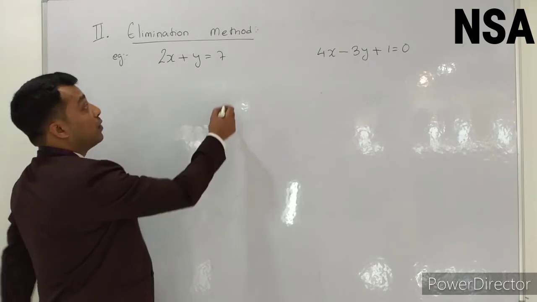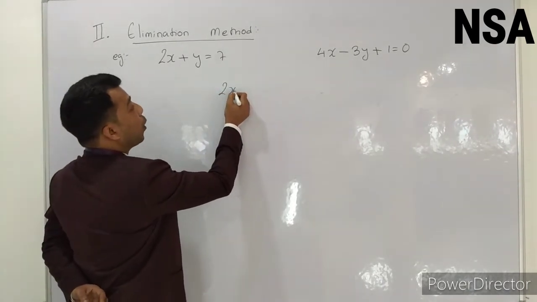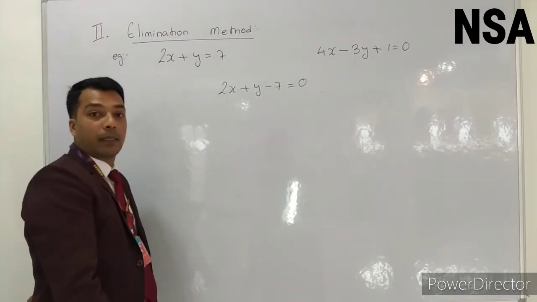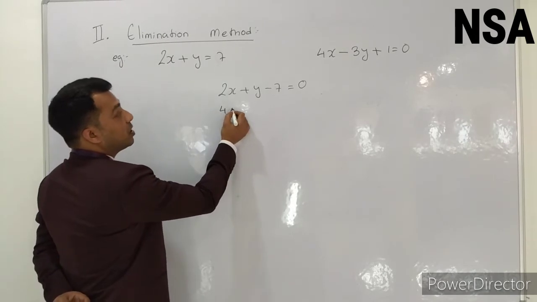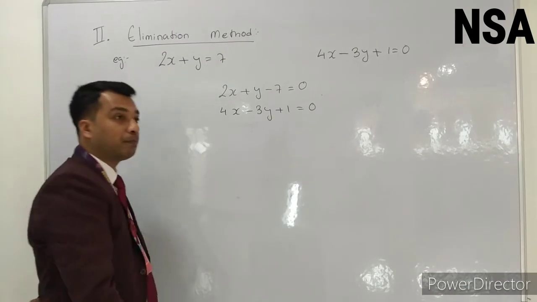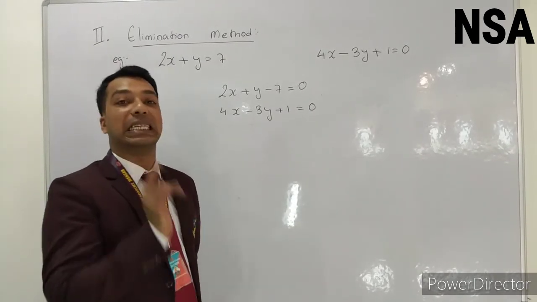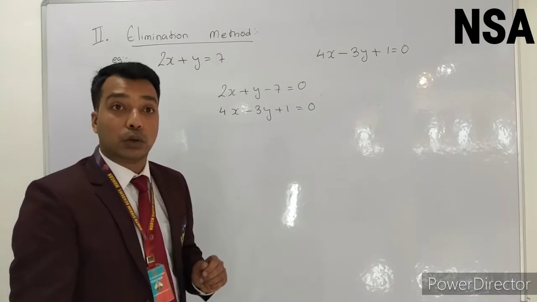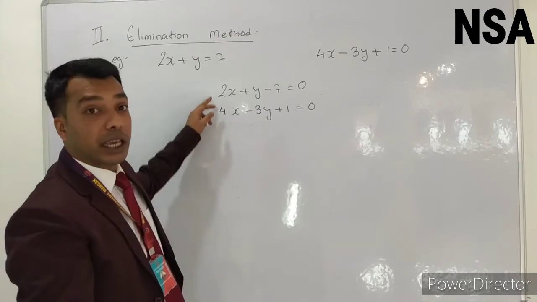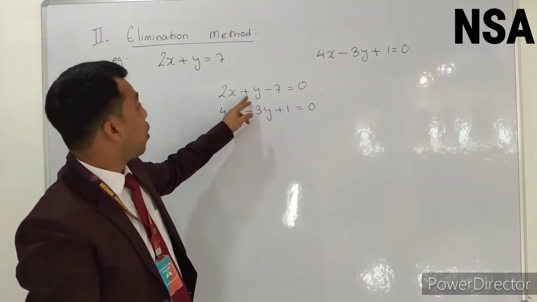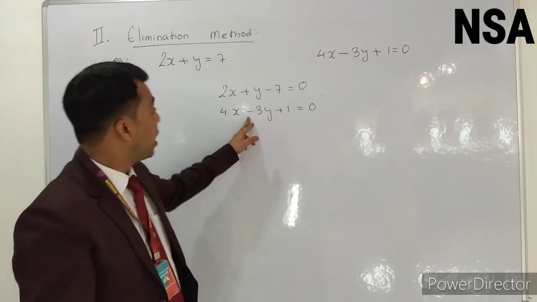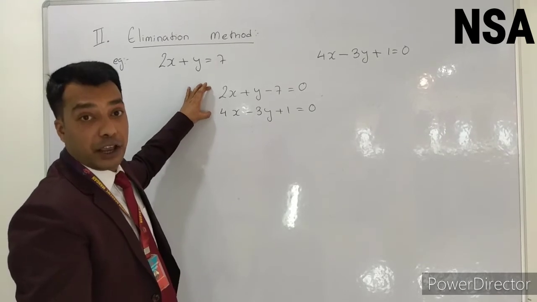First of all, you have to arrange both the equations this way, bringing everything to one side. Then we have the second equation, which is written just below the first equation. Now, you check for the variable which has the same sign in both the equations. Here, x has a positive sign in both the equations, whereas y has a positive sign in the first one but minus in the second one. So we are going to use the x variable.